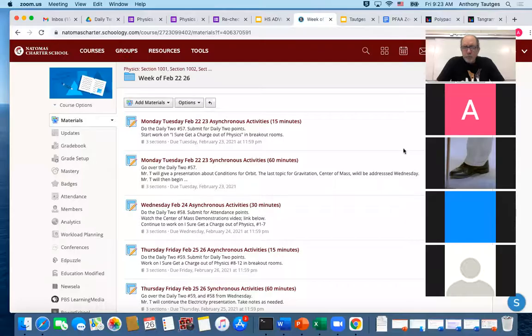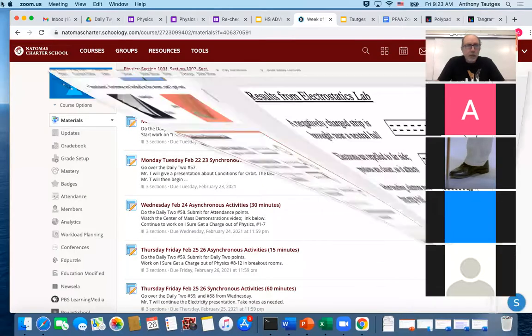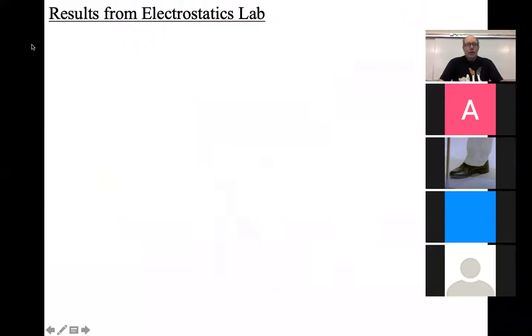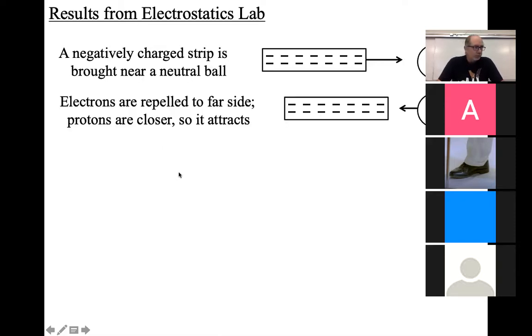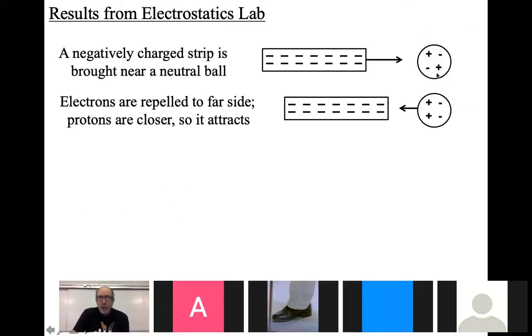So I'm going to share the screen, and we're going to go through that PowerPoint lesson again for a little while. But before, let's talk about what we did last time, from results from the electrostatics lab that we did the other day. One of the things we did was we brought a negatively charged strip or ball or a rod near a neutral ball. On the ball itself, the electrons were repelled to the far side of the ball. Overall the ball was neutral, but the electrons were on the far side.